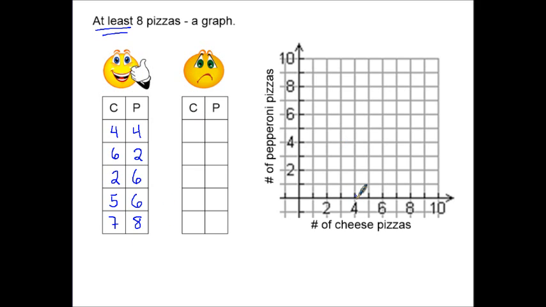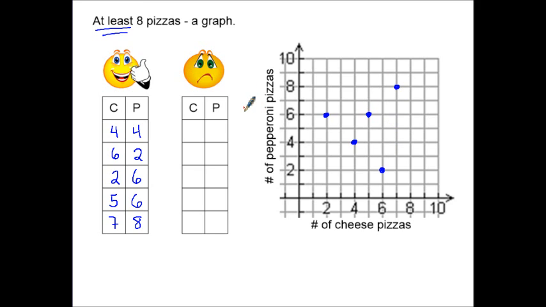I've got 4 cheese and 4 pepperoni, I'm about right there. I've got 6 cheese, 2 pepperoni, I'm there. If I flip it around to 2 and 6, I'm right there. But then I got crazy and I said 5 and 6, that puts me right there. And then 7 and 8 puts me right about there. Okay, so we have this kind of arrangement of stuff all over.